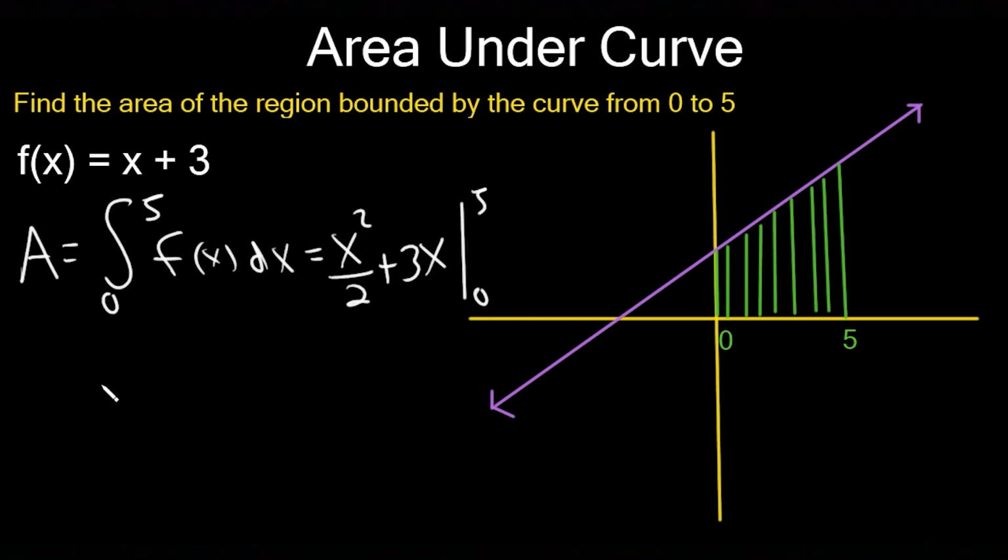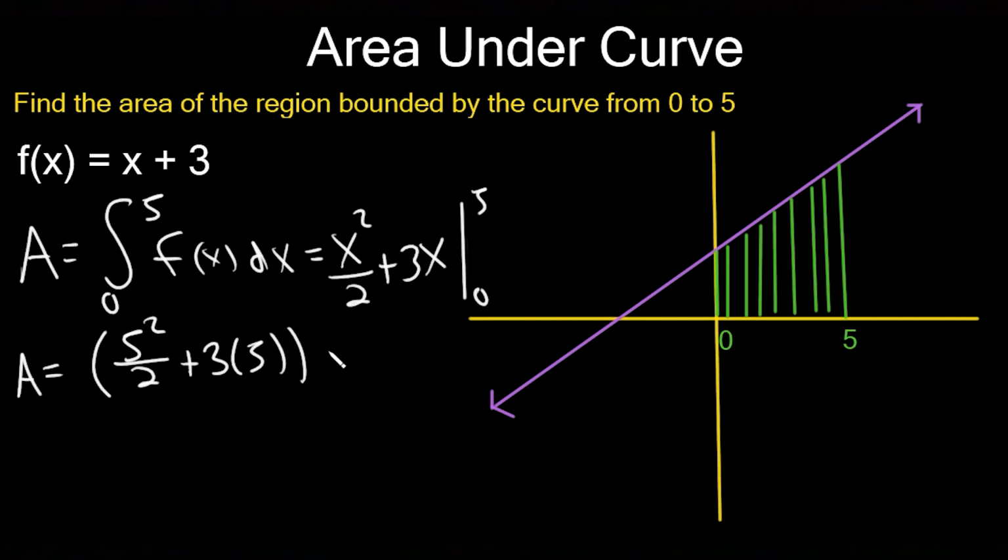So we're going to go ahead and plug that in. So area is equal to, plugging into x, we're going to do the upper limit first. So I'm going to say here 5 to the second power all over 2, just plugging into x, right? And then plus 3 times 5, okay?